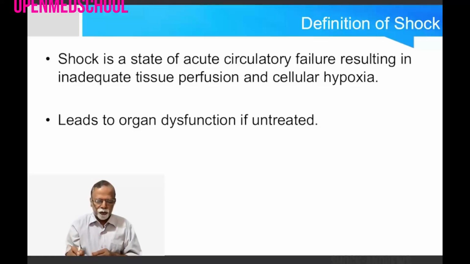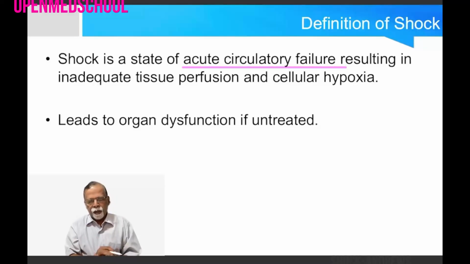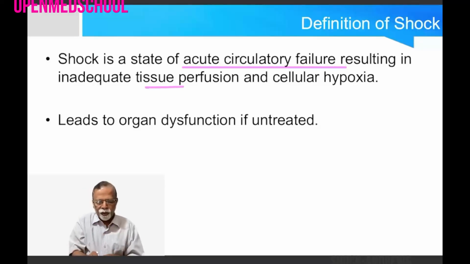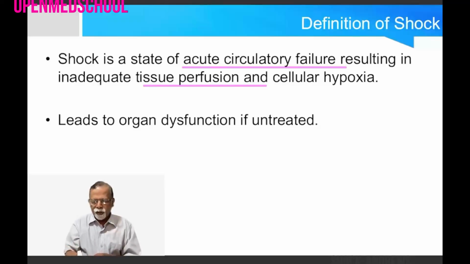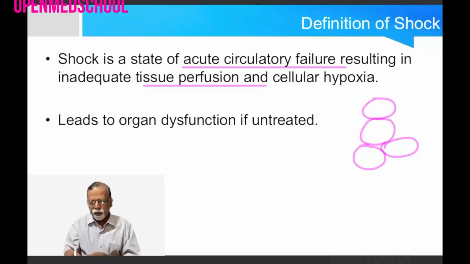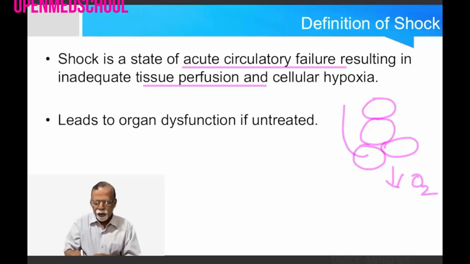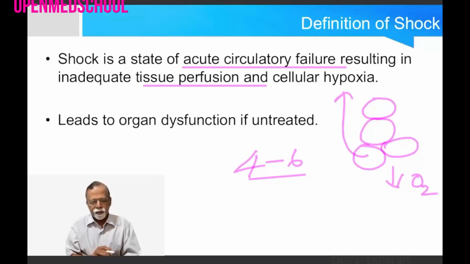So, what is the definition of shock? Shock is a state of acute circulatory failure which results from inadequate tissue perfusion. So, when tissue perfusion is inadequate, what happens? The blood flow decreases. This leads on to decreased oxygen, and that leads on to cellular hypoxia. And cellular hypoxia, if not addressed properly, will lead on to organ damage or organ dysfunction. For example, in the brain, within 4 to 6 minutes, the dysfunction starts.